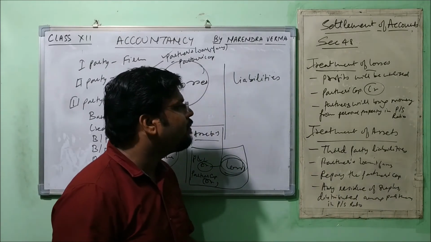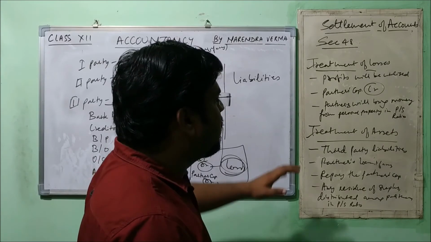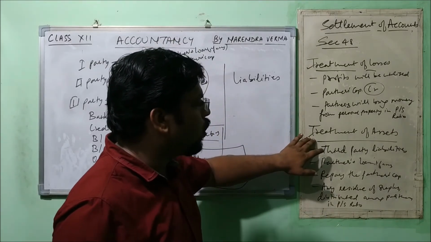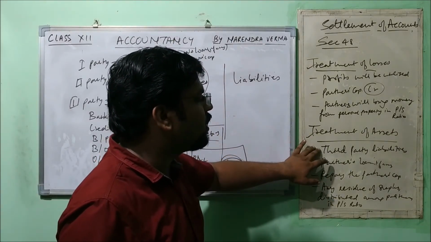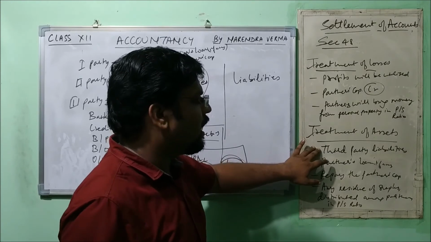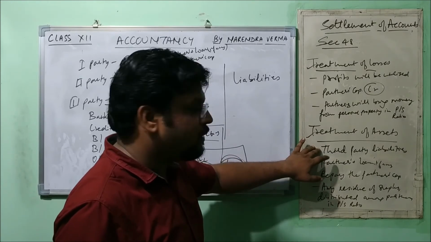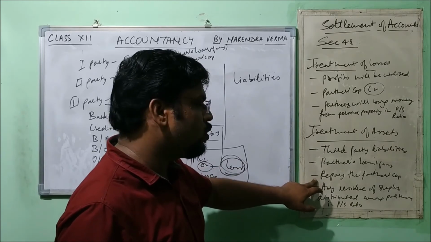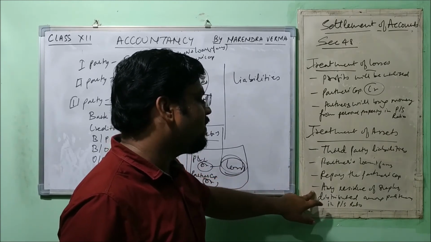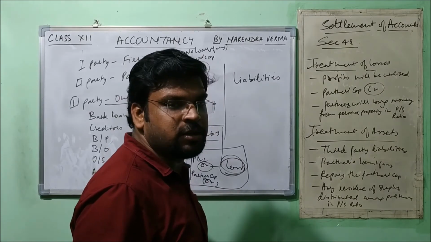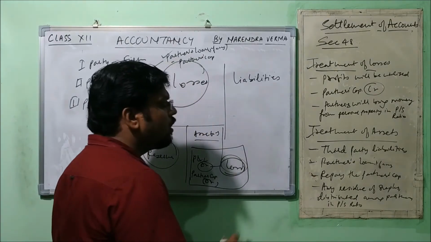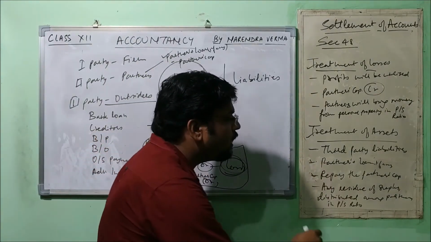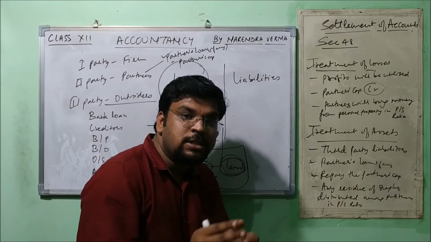One more time, understand it. First we sell the asset, whatever money we get, we make the payment to third party liabilities. After that, if any amount is left, we make the payment to partner's loan. If any amount is left, we make the payment to partner's capital. If any amount is left, it is divided among the partners. Now, this is a situation when ample amount of money is available.